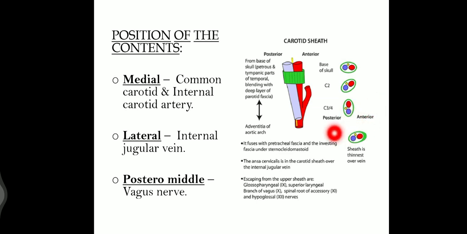This one is the anterior, this one is the posterior. With this diagram, we can identify that at the base of the skull, the artery is anterior and the vein is posterior. At the C2 level, it twists in such a way that the artery is lateral and the vein is medial. At the C3 level, the vein lies medial and the artery lies lateral. This is how the twisting of these structures takes place.